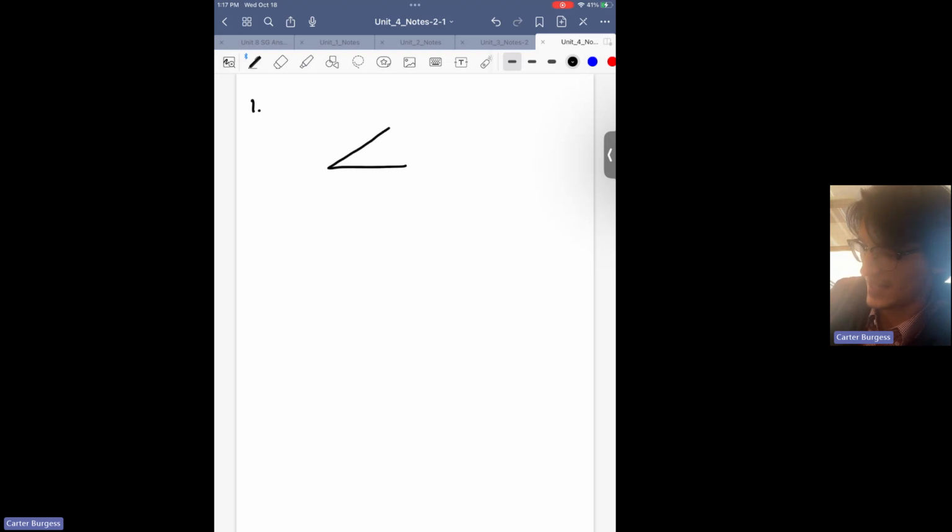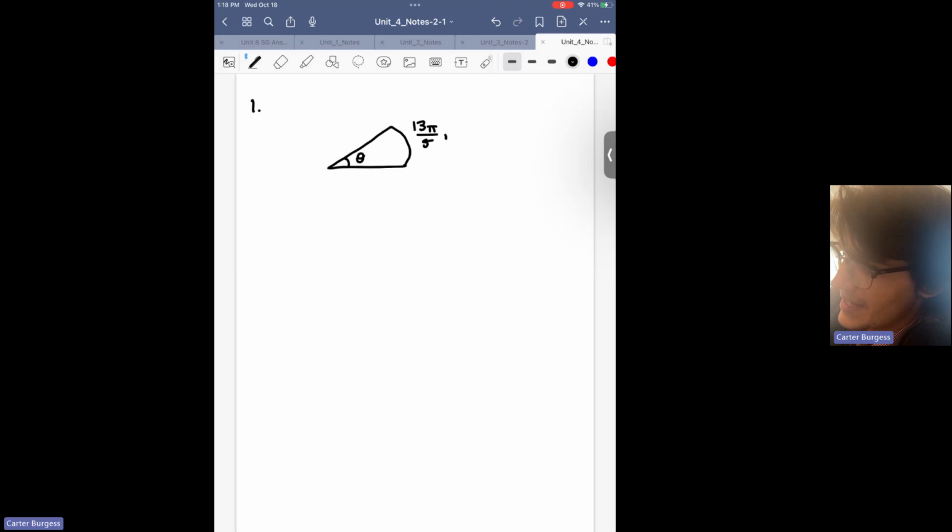All right, let us take a look here at our bell work. We are given the following situation. We're looking at, in this case, some kind of angle theta here, and that theta tracing out, in this case, an arc that has a measure of 13 pi over 5.